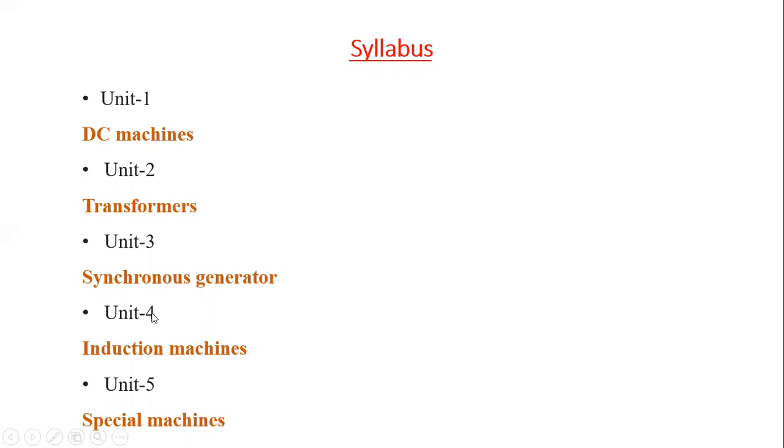Next, unit 4 is induction machines. In that we study three-phase induction machines, the working principle and operation of induction motors, and the applications of induction motors. The last unit is special machines. In this we study some types of special machines. These are the total 5 units related to the various types of electrical machines.